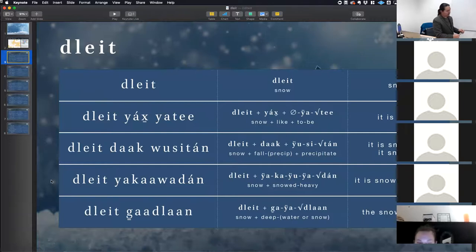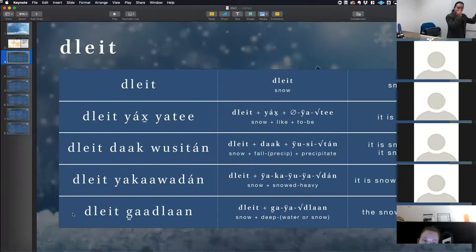And then if the snow is, because this was something we would say, we learned how to say lots. So we'd say, ah clane cake, a bunch of dogs. Ah clane douche, a bunch of cats. Ah clane atcha, a lot of food. But then we said, ah clane dleit. And the other said, dleit qadlan.